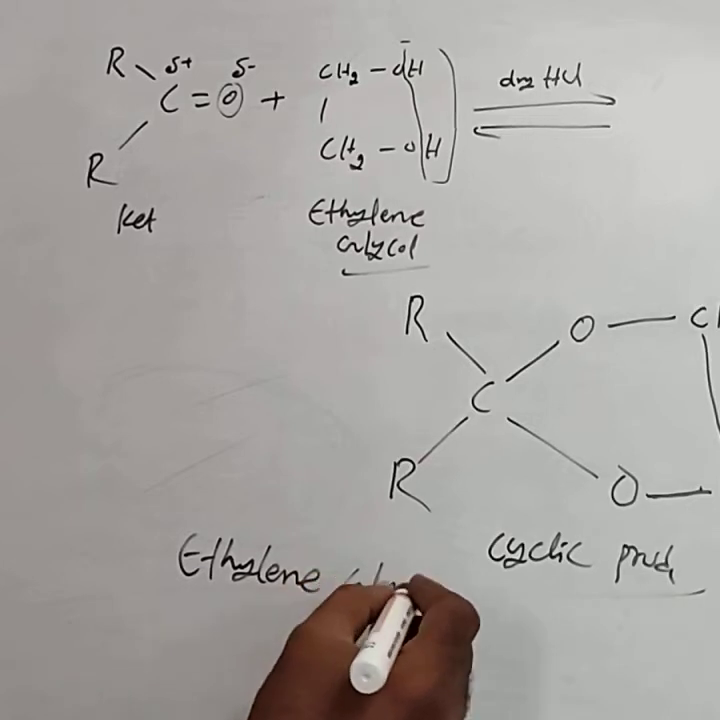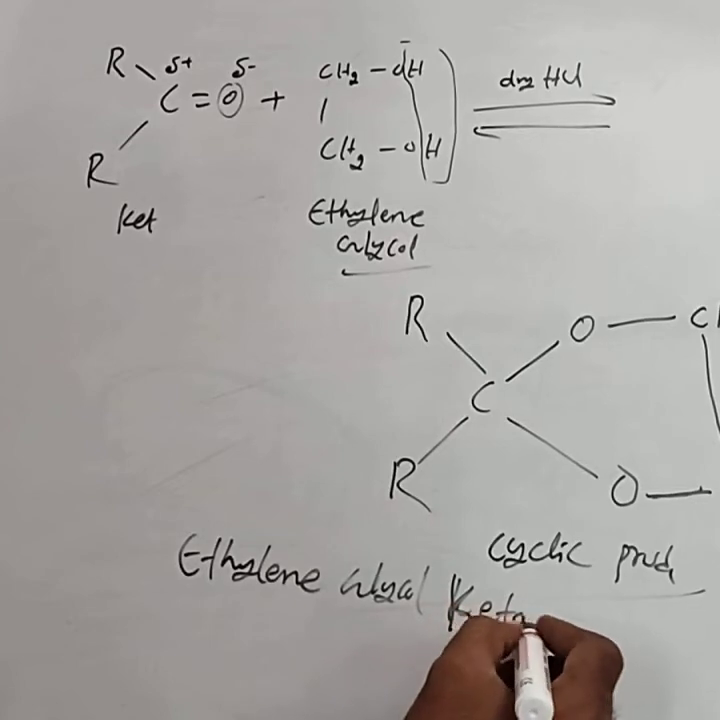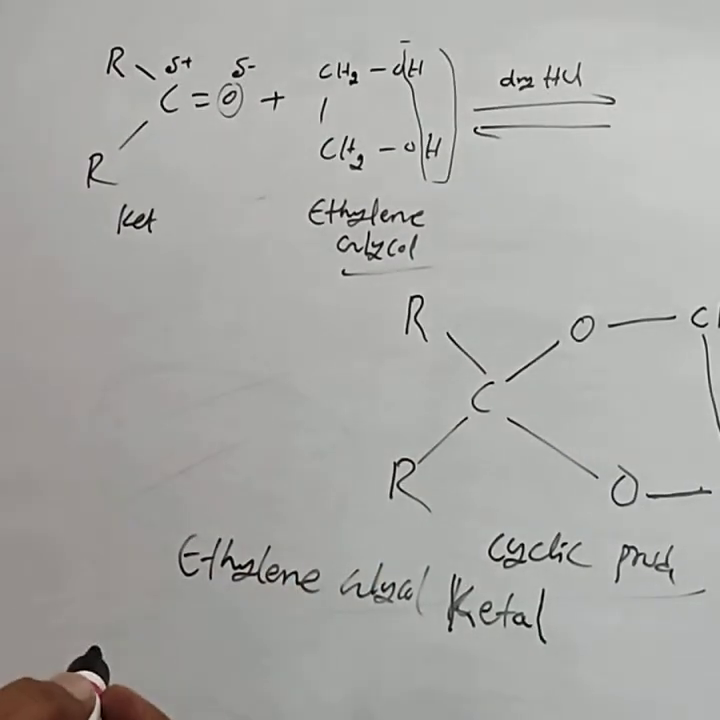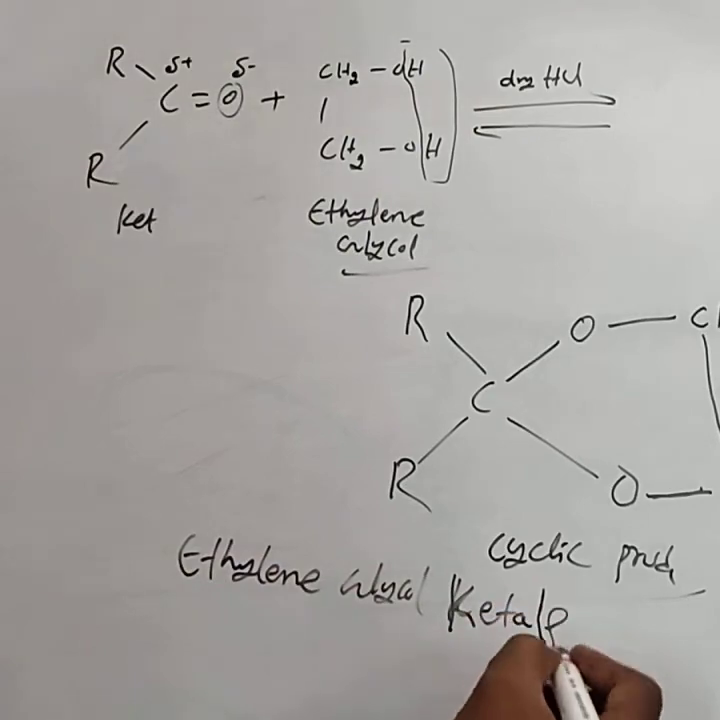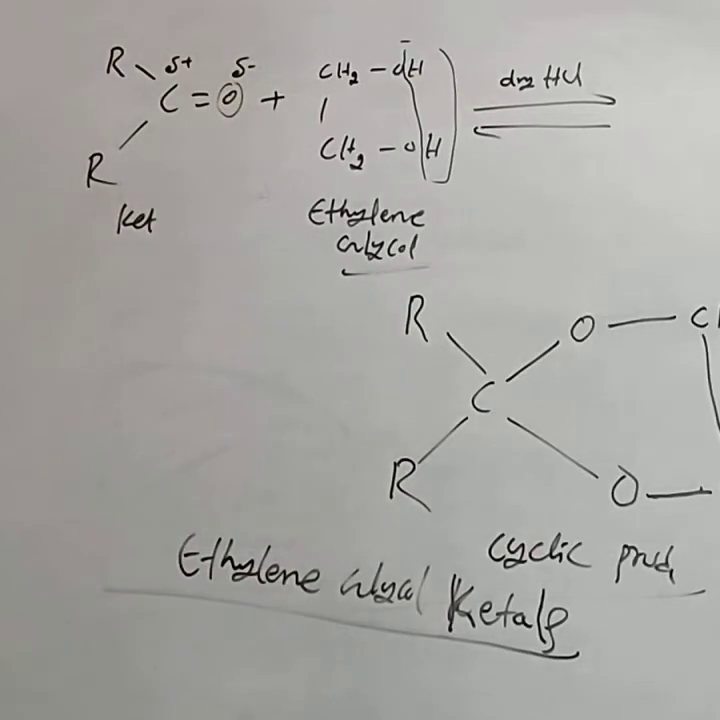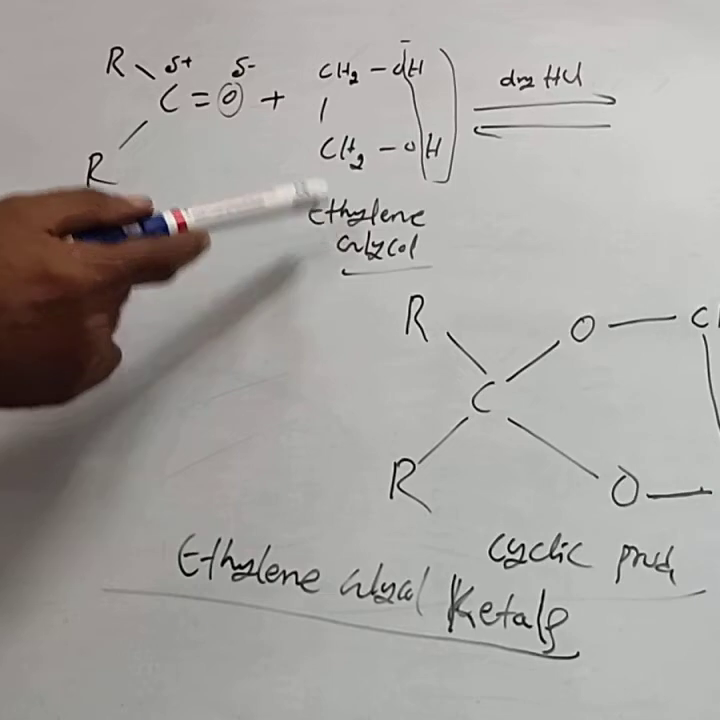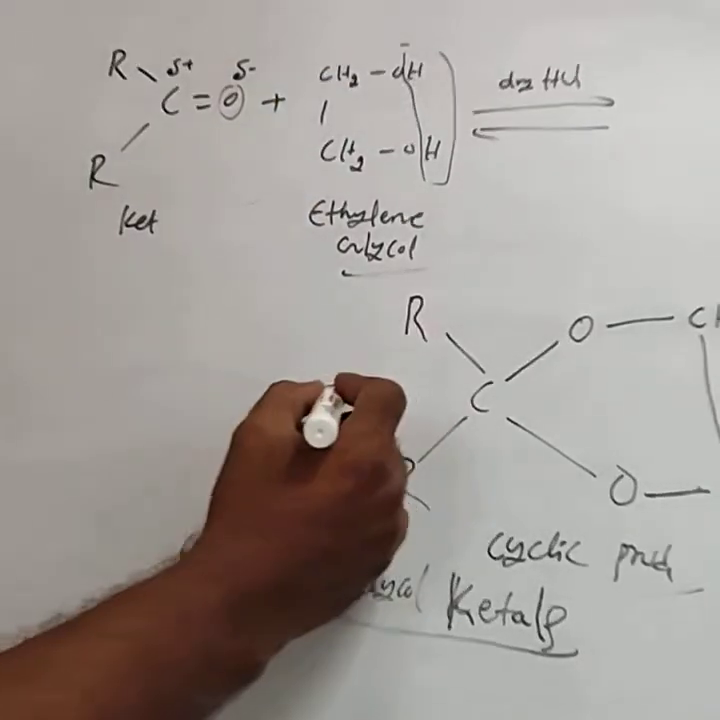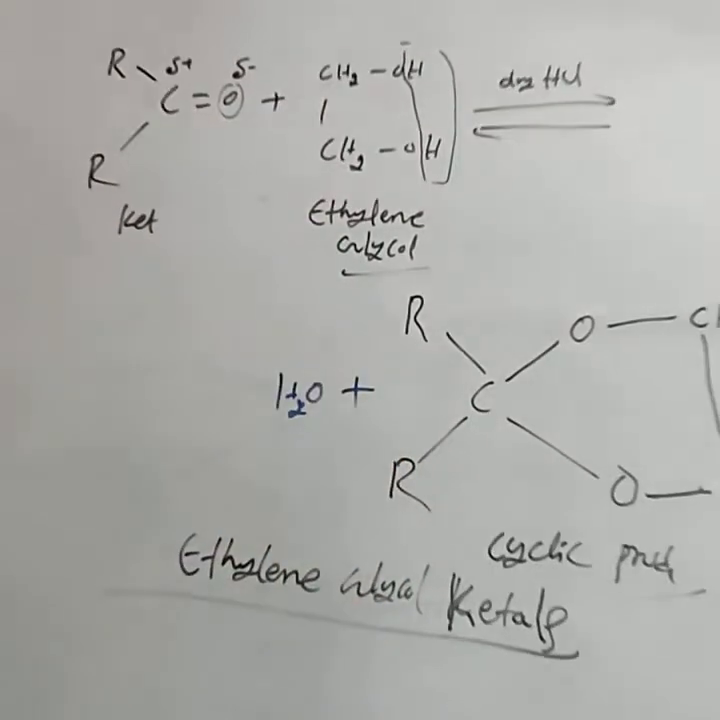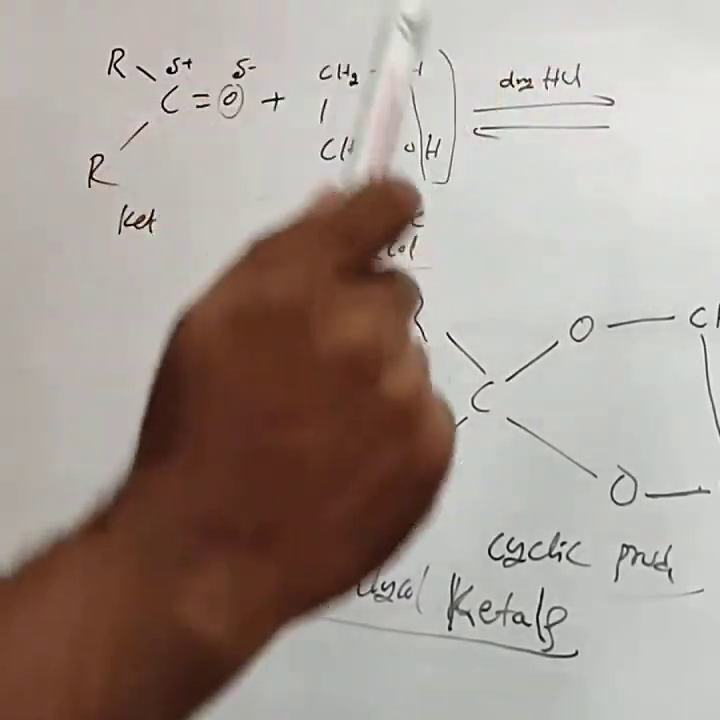Ethylene glycol ketal. From the aldehyde we get acetal. From the ketone we can consider ketals. This is the reaction of ketones with alcohol. That is, this is the ketone molecule. Ketone reacts with a dihydric alcohol, ethylene glycol. Water removal takes place in the presence of dry HCl or HCl gas.